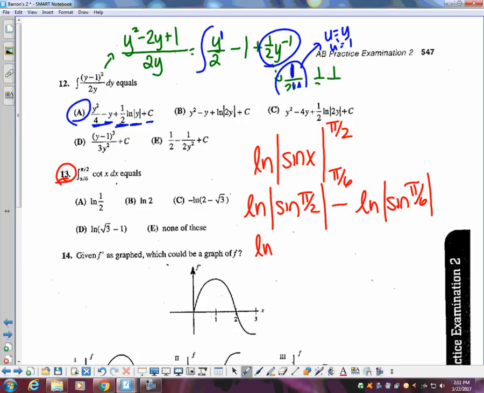Okay. Sine of pi over 2, that's north. Sine of north is your y value, that's a 1. And ln of 1 is just 0. Minus, all right, sine of pi over 6. Sine is the y value, so 1/2.